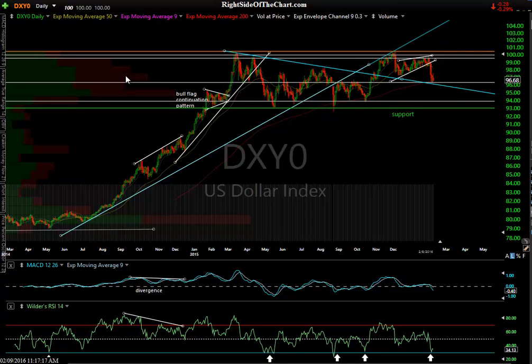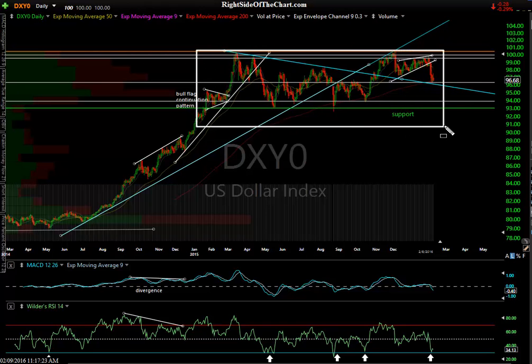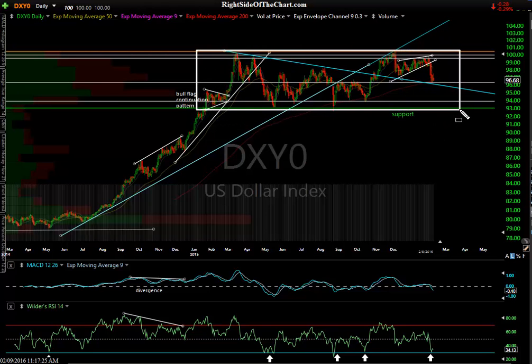Actually, I should have gone back a little farther in time. This is a trading range the dollar has been in since the beginning of 2015. And we had a very large move leading up to that. So the next major trend in the dollar will be determined depending on which way this breaks.